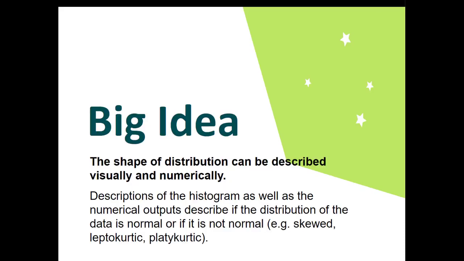So what's the big idea? Today's big idea is, again, that the shape of the distribution can be described visually and numerically. You need to look at figures like a histogram to see if the data is normal, as well as numerical outputs to check to see if the distribution of the data is normal or not normal. It could be skewed, leptokurtic, platykurtic, uniform, whatever.